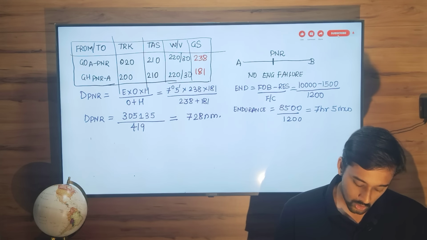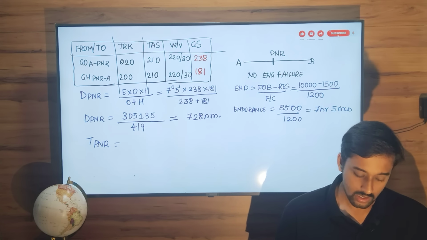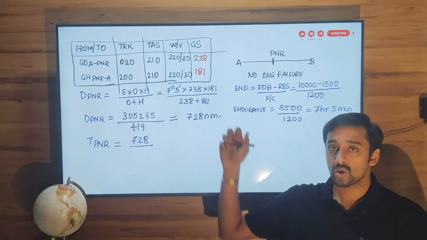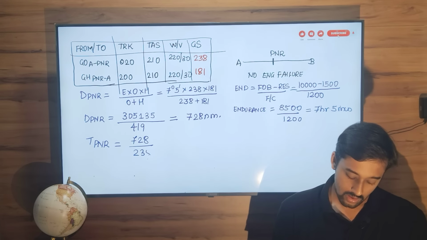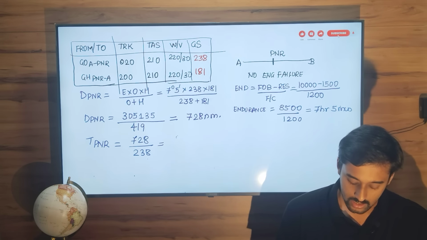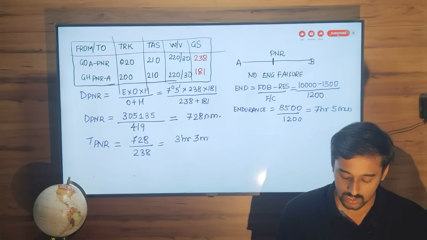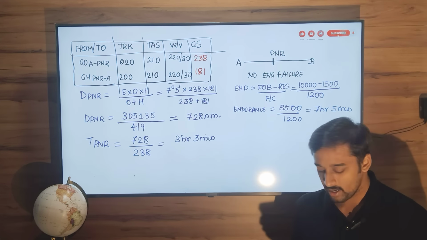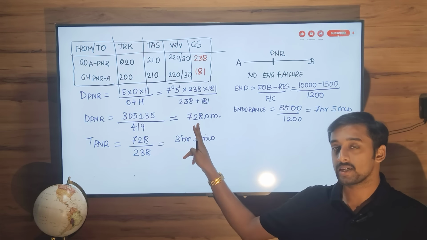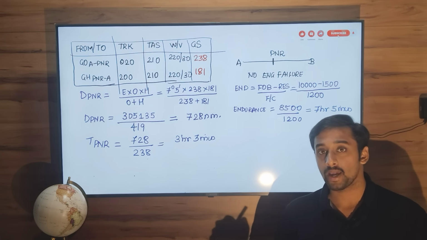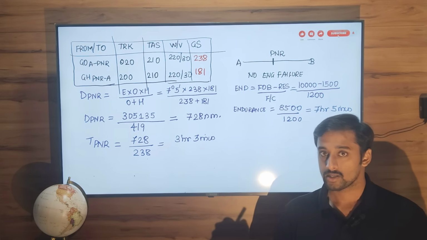Okay. Time to PNR will be equal to distance divided by ground speed outbound: 728 divided by 238, which is equal to 3 hours 3 minutes. So 728 nautical miles is the distance, time is 3 hours 3 minutes. So this is how you calculate the distance to PNR and time to PNR sum.